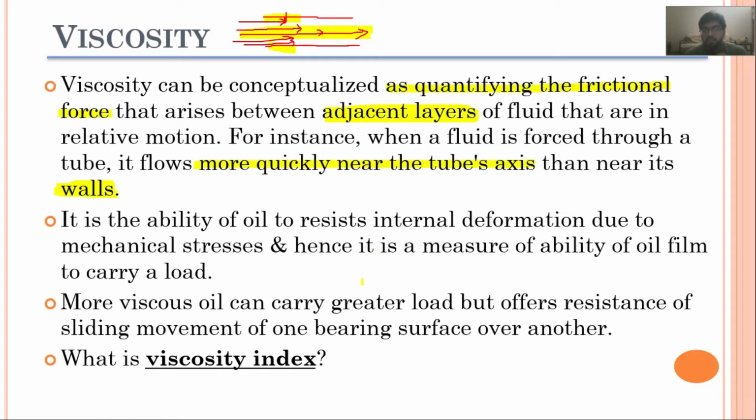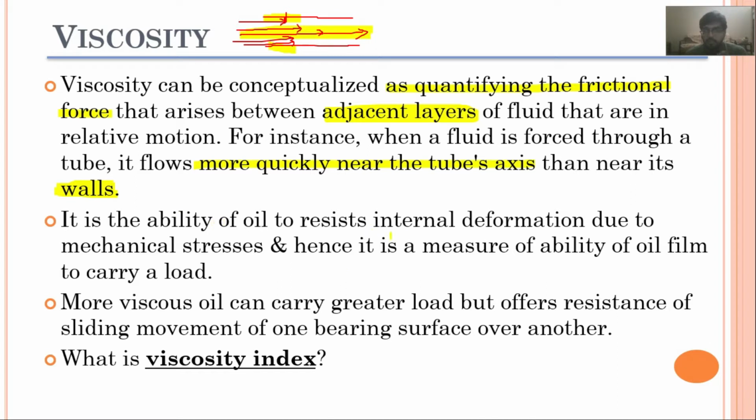So it is basically the ability of an oil to resist the internal deformation due to the mechanical stresses and the loads which are being offered by the moving components. So higher the viscosity, it means that it can bear the higher loads which are being offered by the components of an IC engine, which are in relative motion.